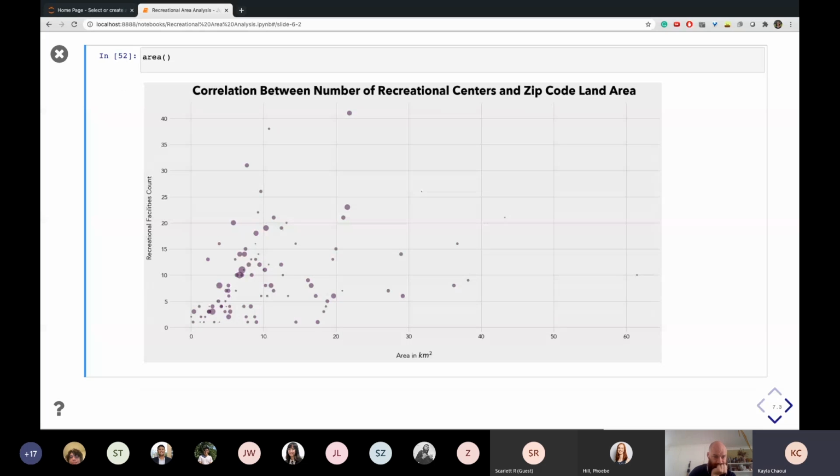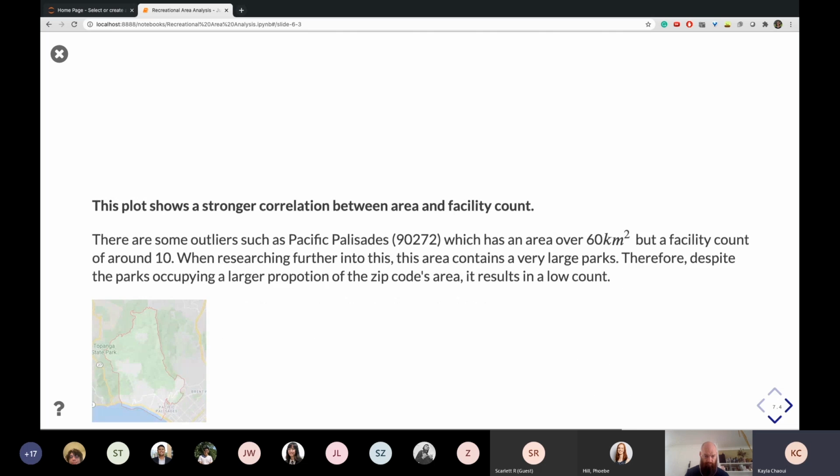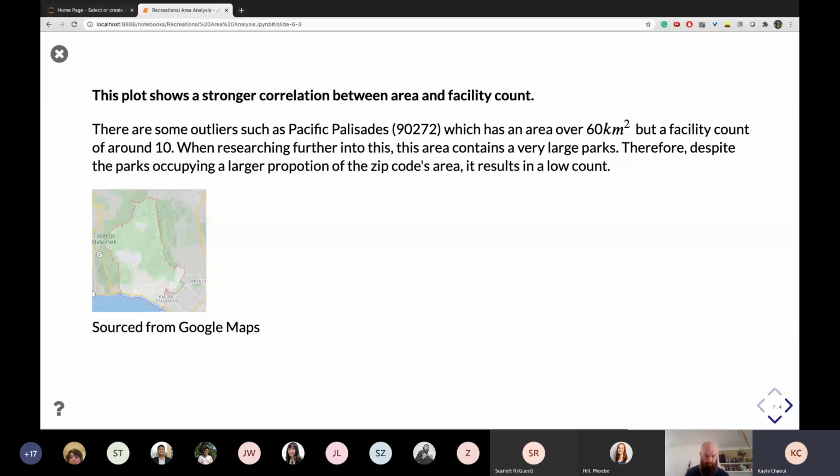Firstly, I looked at land area to determine if there was a trend with the density of facilities in a zip code. This graph showed a lot more of a correlation compared to my previous plots, which looked promising. The increased land area leads to increased facility count, with some outliers, such as that one on the right, which is the Pacific Palisades. It has incredibly large parks, so despite occupying a large proportion of the zip code's area, it only results in a low count.